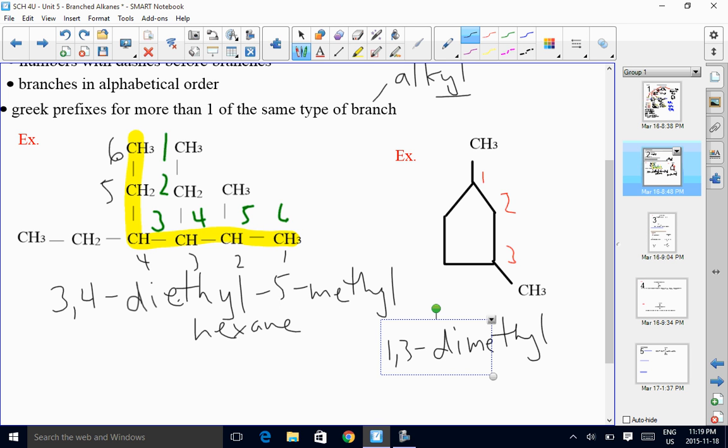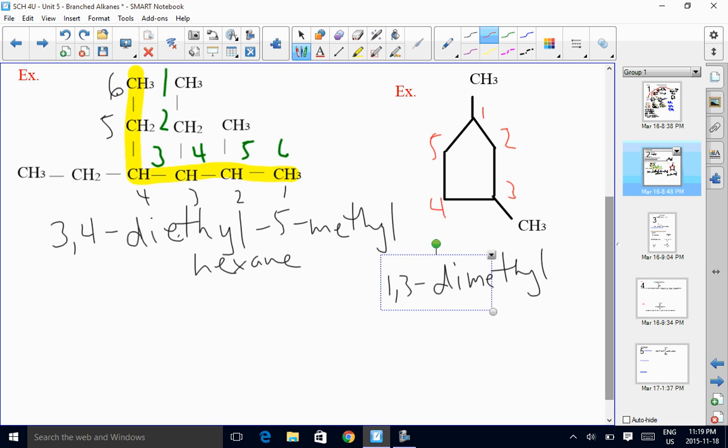So if I numbered it fully, let's go back and number it. 3, 4, and 5. So each point is a carbon. So there are 5 carbons in that ring. Okay, so the parent chain is, I'm going to use the word cyclo because it's a ring. Pentane. Pentane is 5 carbons. Okay, so that's how you number a ring.